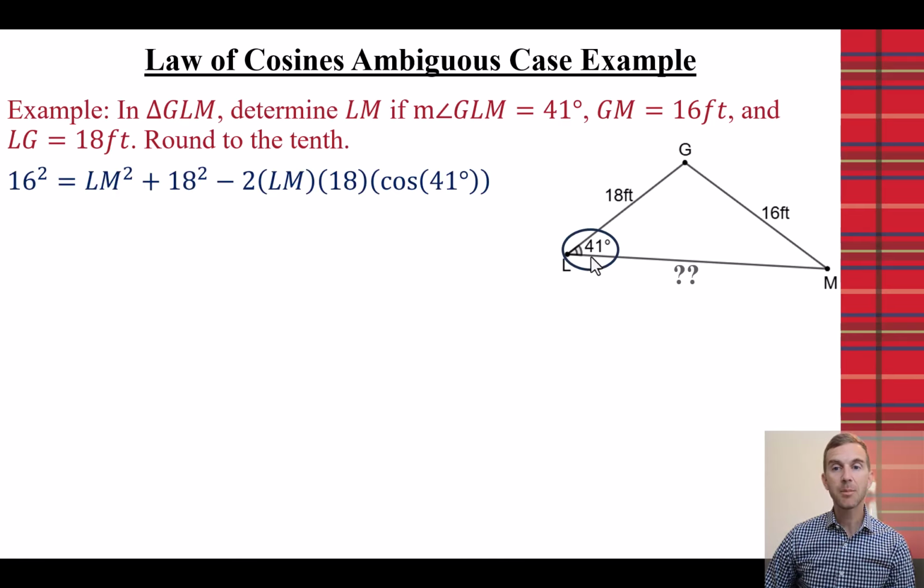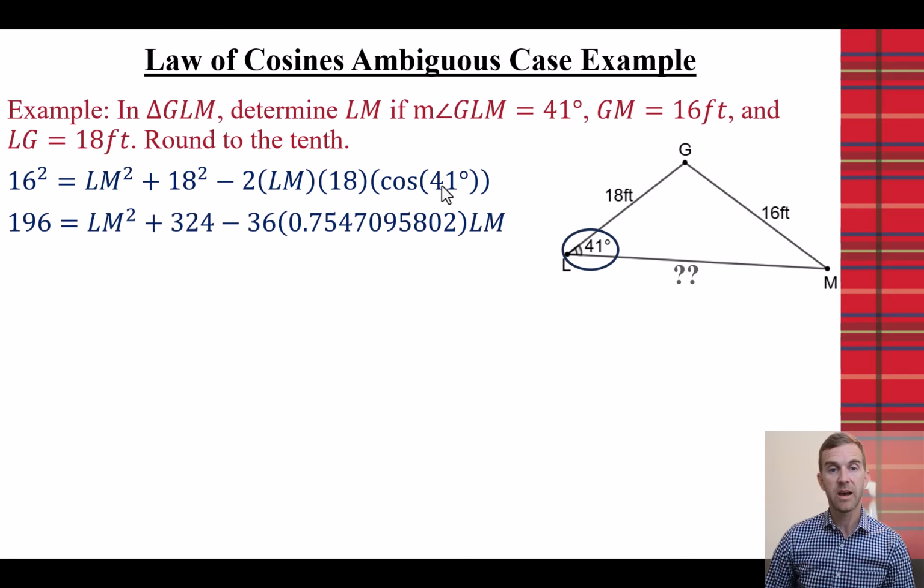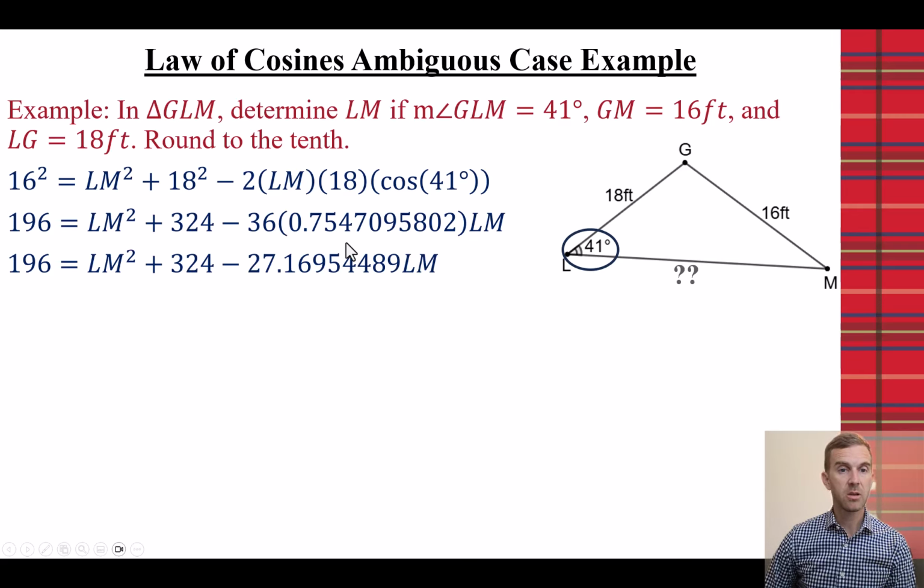So again, the opposite side from 41 degrees is 16 feet. So that's the 16 squared. Then we know that it's the two legs, LM squared plus 18 squared, minus 2 times LM times 18 times this cosine of 41 degrees. And so far, everything we have there can be simplified, and we're going to simplify it. Next, once we have the squareds, we can then say, okay, let's simplify this value here.